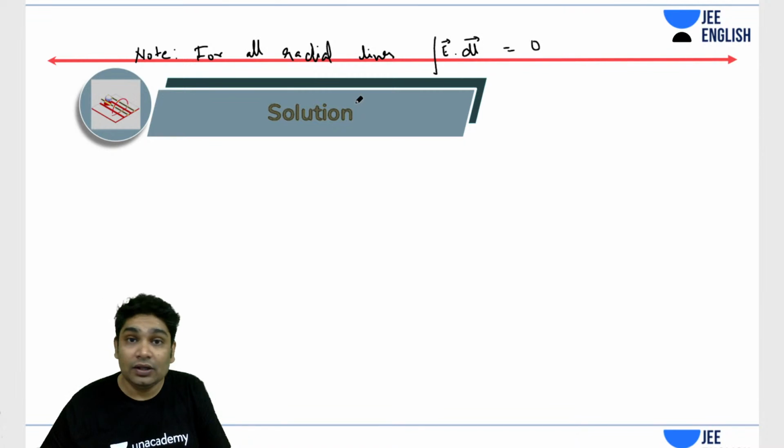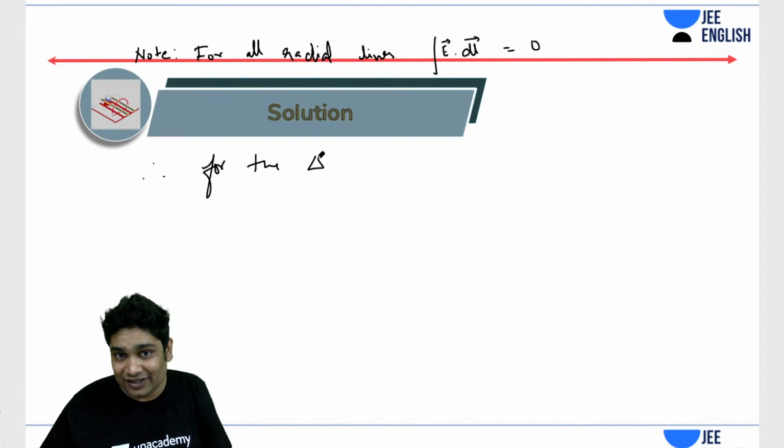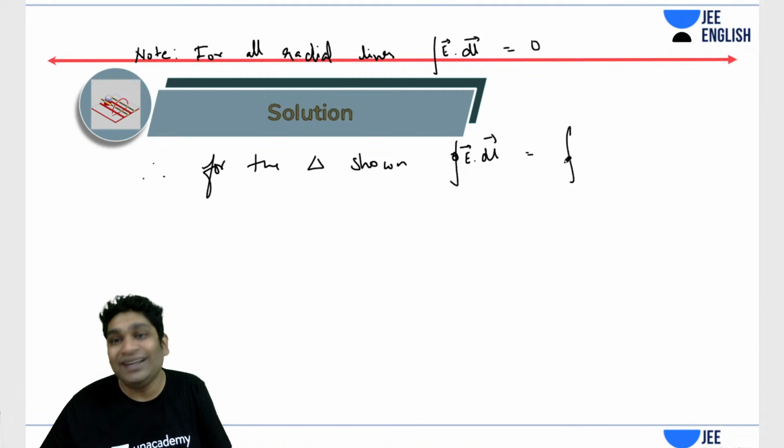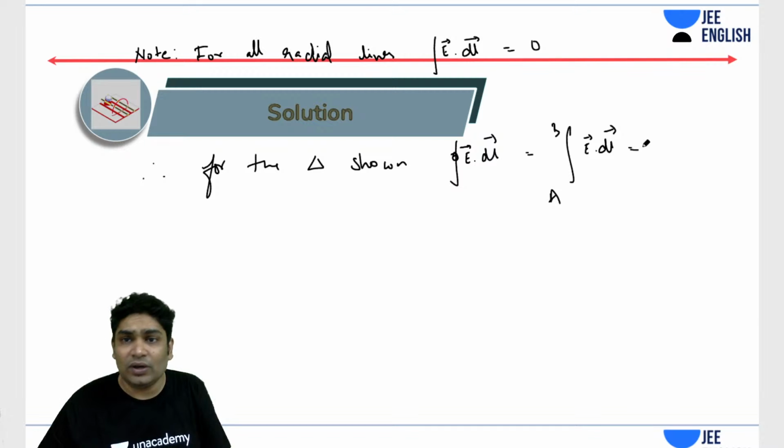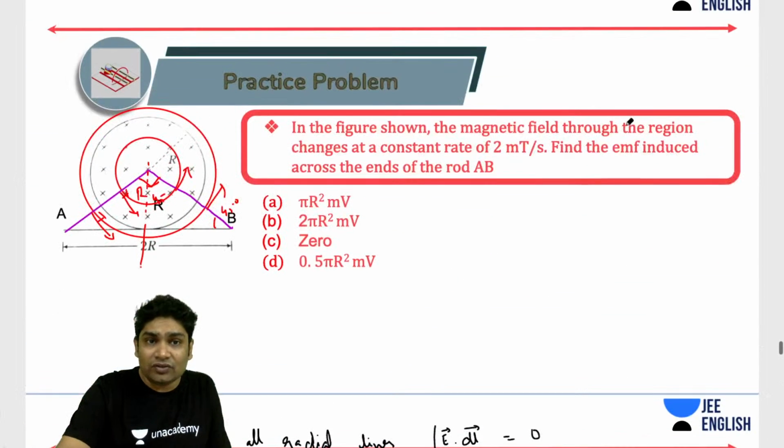Correct? Therefore, for the triangle shown, closed integral E dot dl would simply be equal to integral from A to B for E dot dl. Agreed? Because two lines are radial. And this would be equal to nothing.